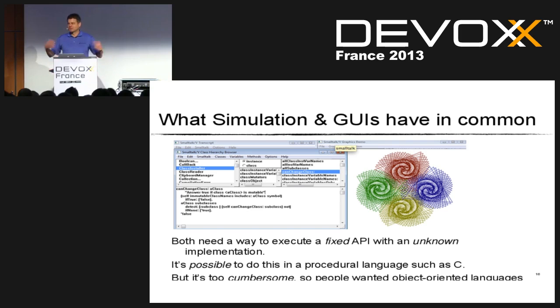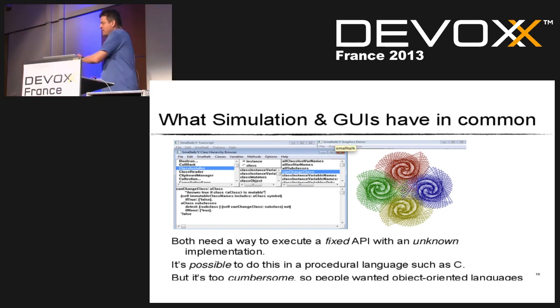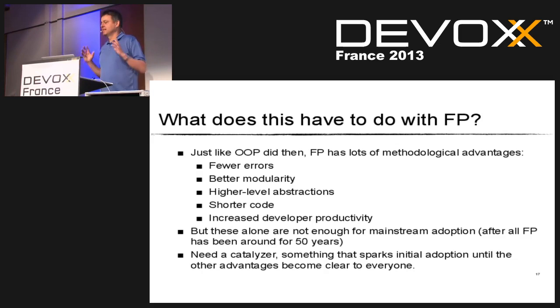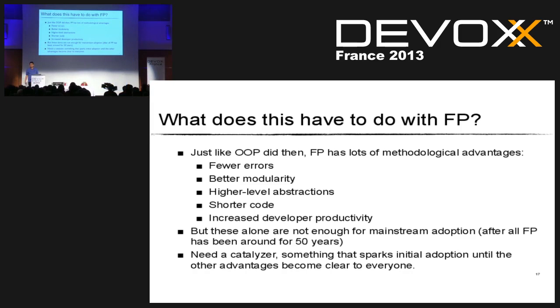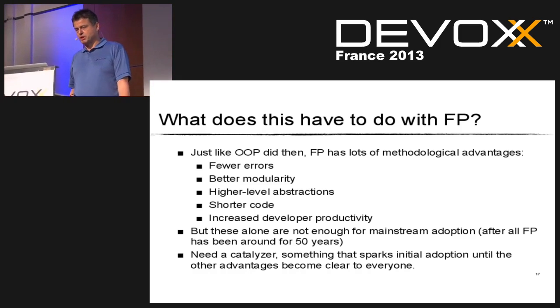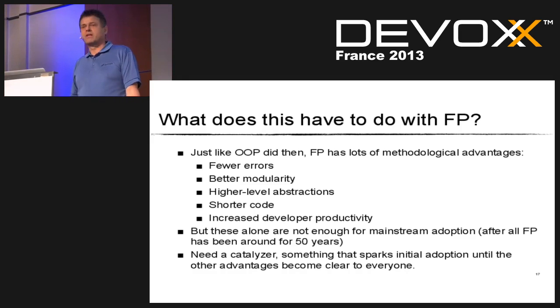I'm not at all denying that object-oriented programming has a lot of modeling advantages. But to get people over the hump and say, do it and then you will find out the other advantages, it takes something else. So what does that have to do with functional programming? I believe just like OOP then, functional programming has lots of methodological advantages. What people who know both fields cite is that you make way fewer errors, you have better modularity, higher-level abstractions lead to shorter code, and overall increased developer productivity, just to name some. But I believe these advantages alone are not enough for mainstream adoption. After all, functional programming in one form or another has been around for 50 years, so why didn't it become popular before?